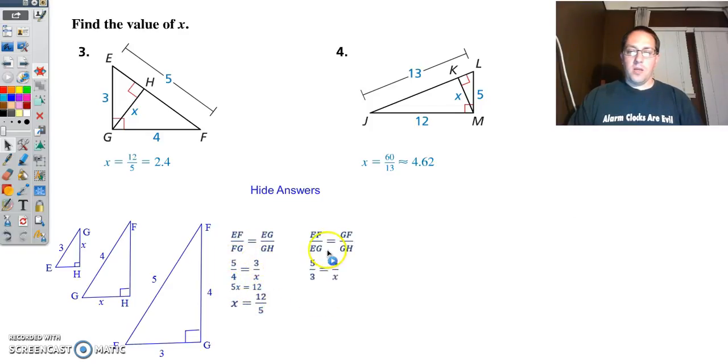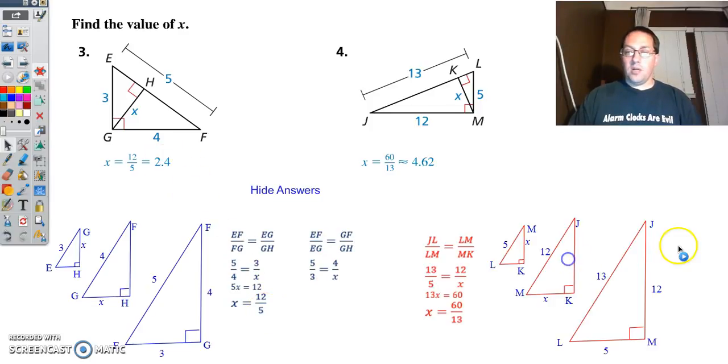Right? And here I've done it using hypotenuse and long leg to hypotenuse and long leg over there, which again gives me 5 times x and 3 times 4. Right? So either way, you end up with 5x equals 12. So x equals 12/5 or 2.4. Right? And here it is on triangle JKL or JLM.